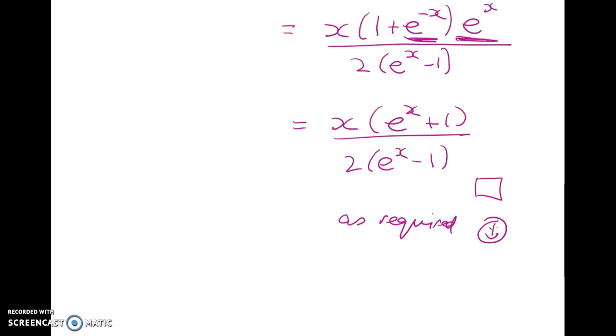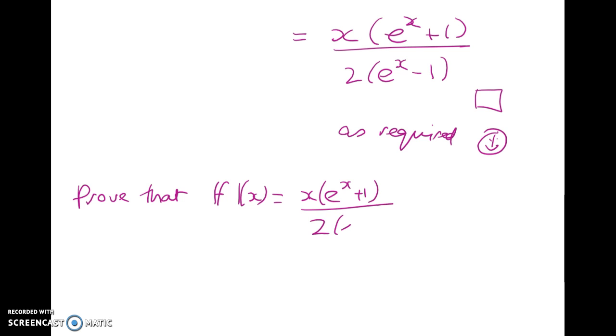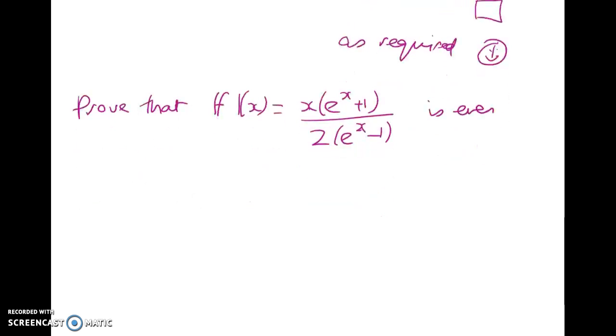So the next bit of the question is actually more fun, which is to prove that this function is an even function. So we're asked to prove that f of x, I don't know what's happened to the stylus, f of x is equal to this, is even. So how do I do that? Well, for an even function, we're going to give a definition first. If a function is even, then f of x is equal to f of negative x.